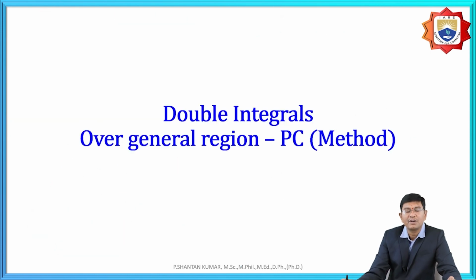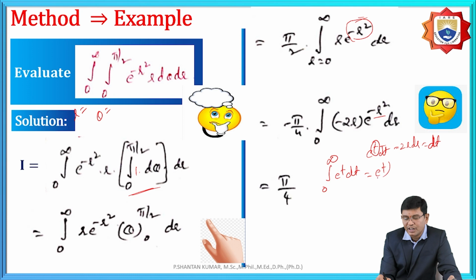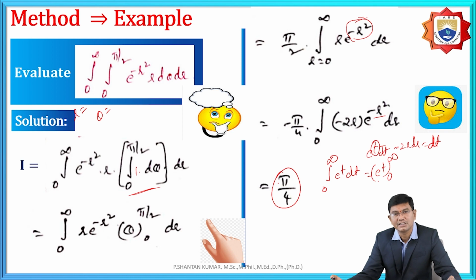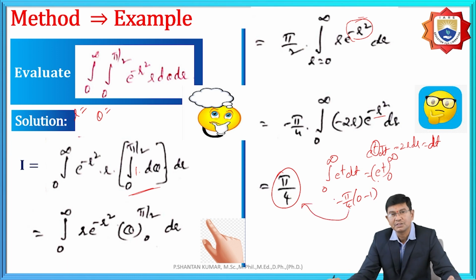And again e power t into dt means, for example, the integration from 0 to infinity of e power t into dt, and that is nothing but e power t. The limits are 0 to infinity, and based upon this, by replacement of upper and lower limit, it is the solution. It will be pi by 4. Already pi by 4 existed, but it is minus pi by 4 into 0 minus 1. Therefore we obtain that pi by 4 is the final solution.